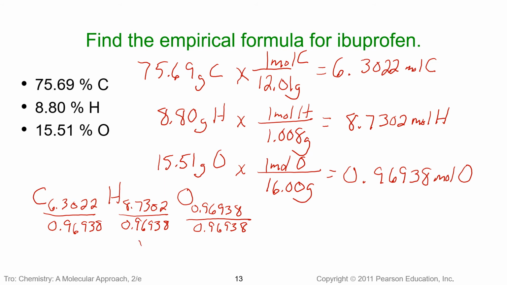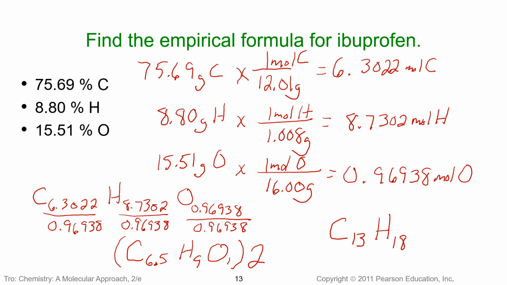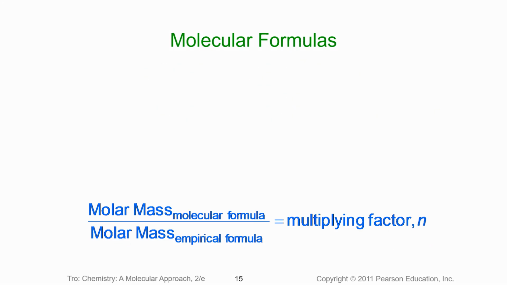And we end up with 6.5 carbon, 9 hydrogen, 1 oxygen. In order to make this a whole number, because we have a 0.5, we're going to multiply the formula by 2. End up with C13H18O2 is the empirical formula for our ibuprofen.